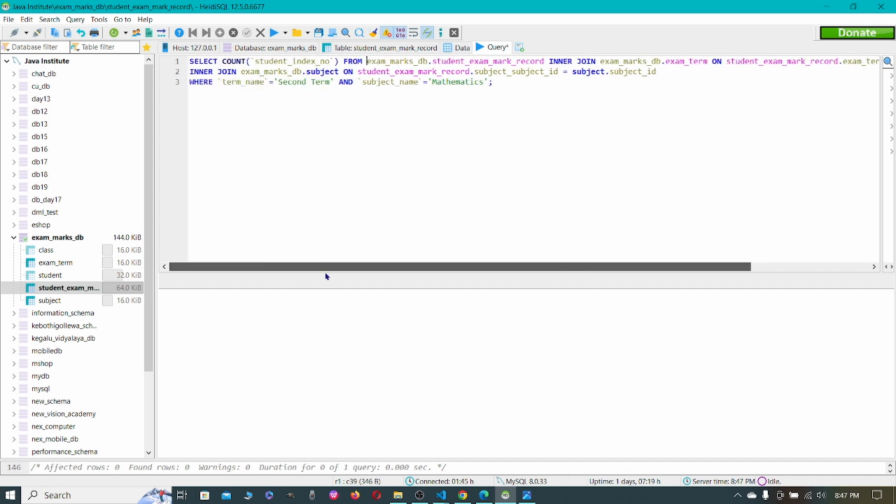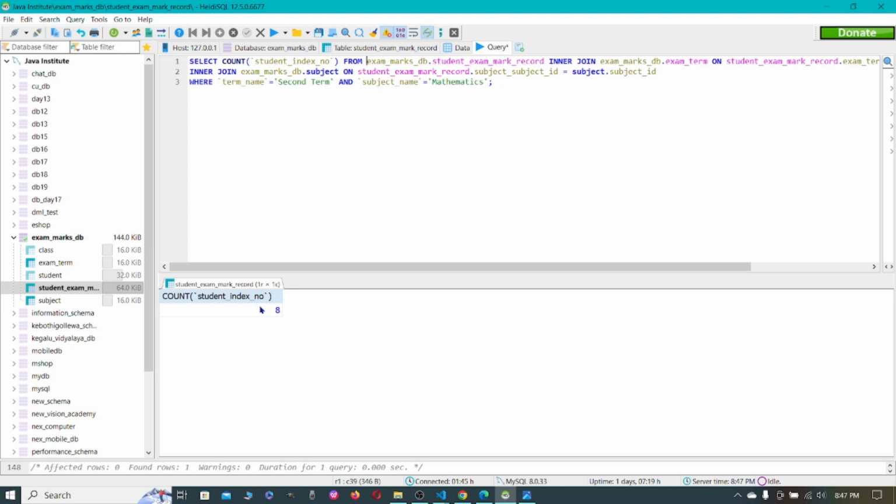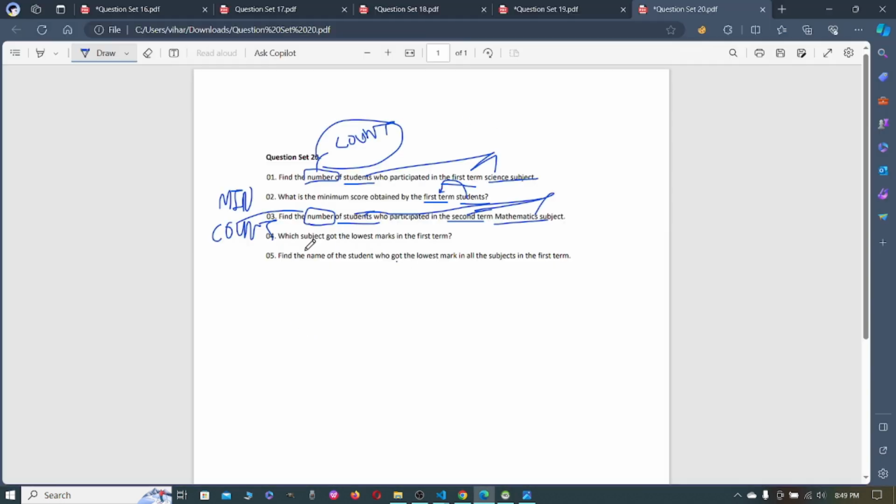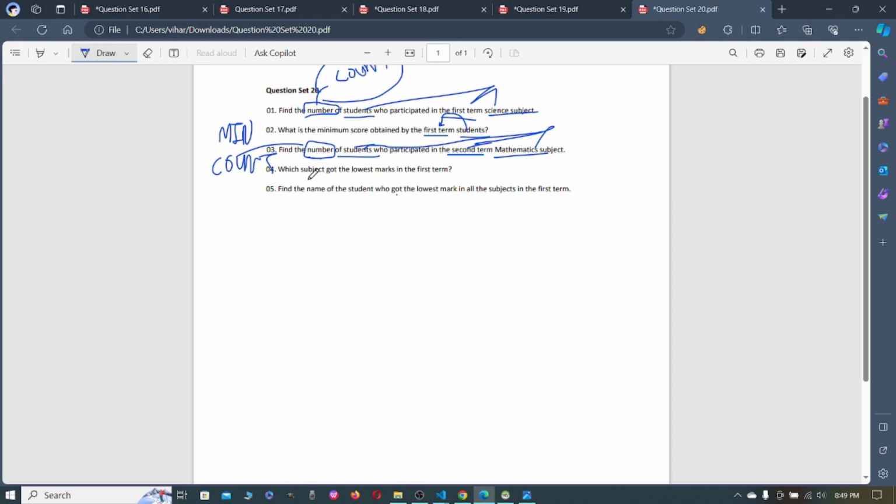So this is our third select query. Let's see what happens when we execute it. As you can see, we received the answer as 8. The number of students who did maths for the second term is 8. So let's see the fourth question: which subject got the lowest mark in the first term?